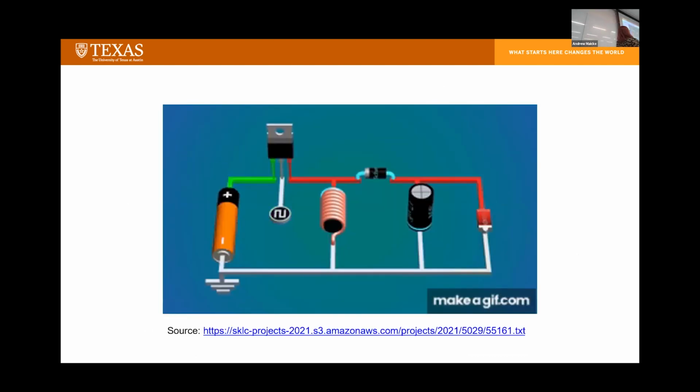So here is an image of an inductor working in a power converter. Basically, the blue is showing how the energy is being stored and released with the switching of this MOSFET, changing the action of the circuit.